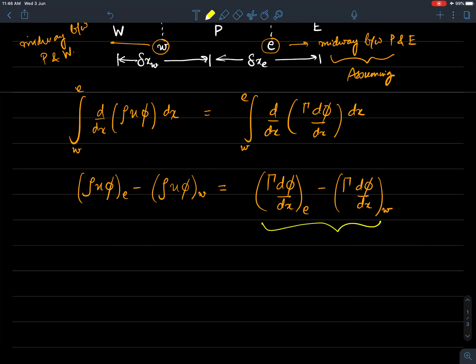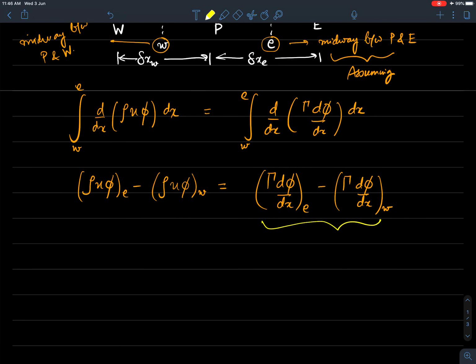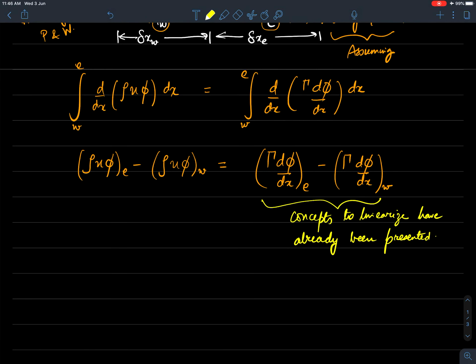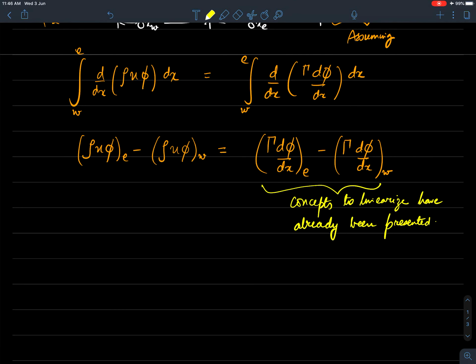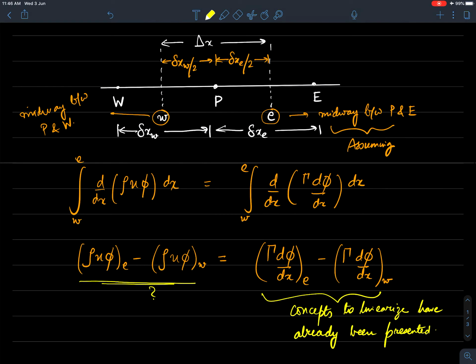Now the right hand side is something that we have already looked at, or we already know the concepts to linearize this part, so I am not going to repeat this. Those have already been presented, but what I'm more interested to look at is the left hand side. Okay, it is this side, that how do we simplify this part.